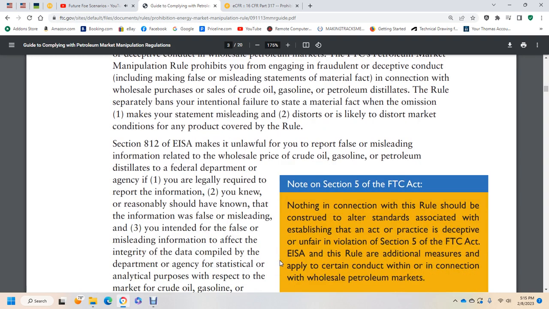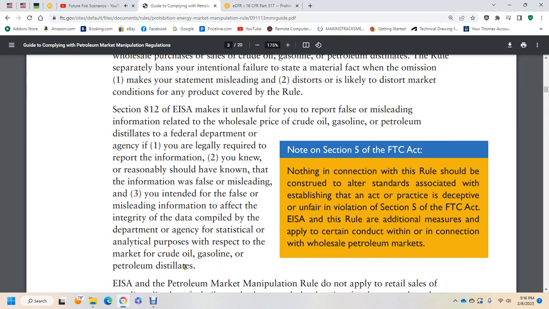Section 812 of the Energy Independence and Security Act makes it unlawful for you to report false or misleading information related to the wholesale price of crude oil, gasoline, petroleum, and distillates to a federal department or agency if: (1) you are legally required to report the information; (2) you knew or should have known that the information was false or misleading; and (3) you intended the false or misleading information to affect data compiled by the department or agency for statistical or analytical purposes with respect to the market for crude oil, gasoline, petroleum, and distillates.